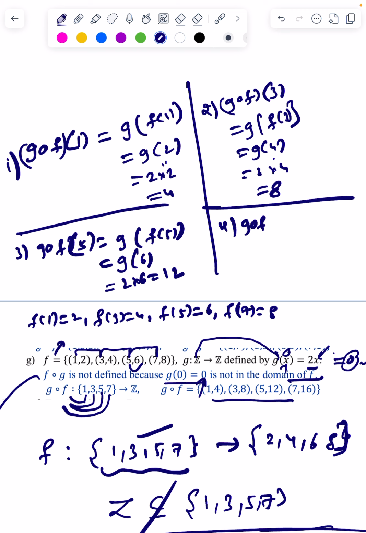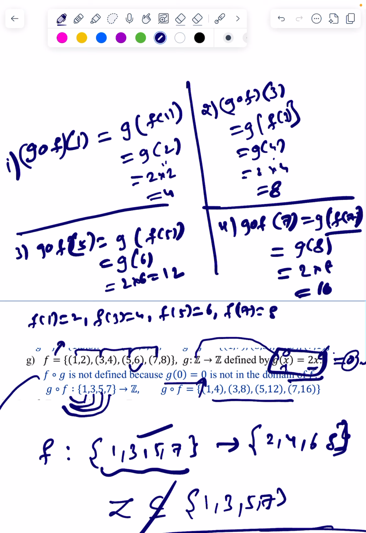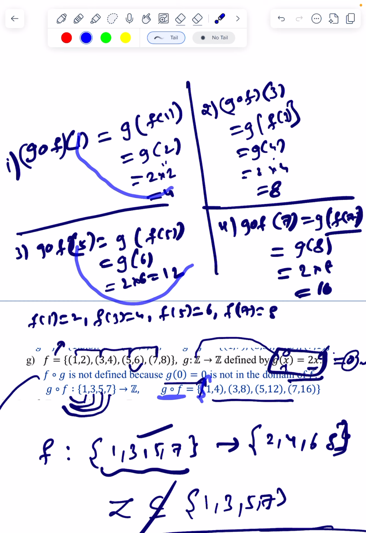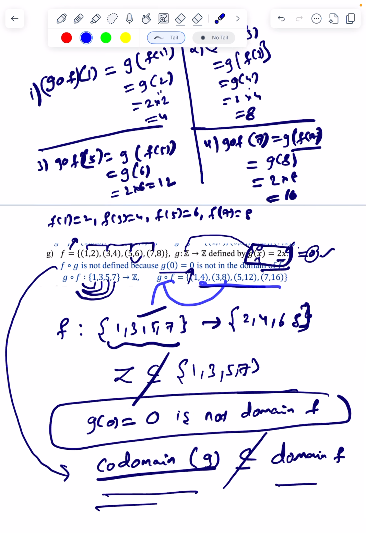Similarly, last one, g circle f of 7. The circle will convert into brackets: g of f of 7. The image of 7 is 8. g of 8: you can substitute 8 in place of x in the given g function. 2 into 8 is 16. So these are our required composite function ordered pairs: 1 comma 4, 5 comma 12, 3 comma 8 and 7 comma 16. These are the ordered pairs required for the composite function. In this way we can find it.